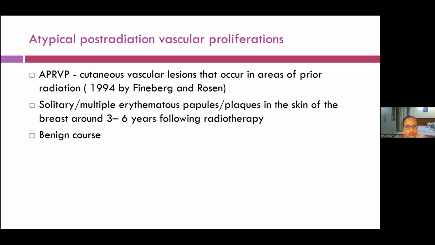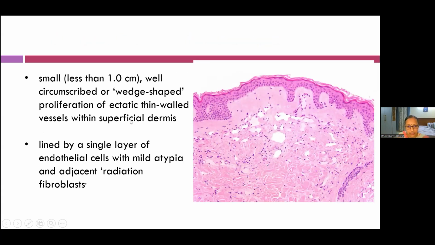Now, in this context, I'd also like to allude to the atypical post-radiation vascular proliferations, which were originally described in 1994 by Feinberg and Rosen. They're cutaneous vascular lesions that occur in areas which were previously subjected to radiation therapy. So they can be solitary or multiple papules or plaques in the skin of the breast, and the typical time period after which they are seen post-radiation therapy is around 3 to 6 years.